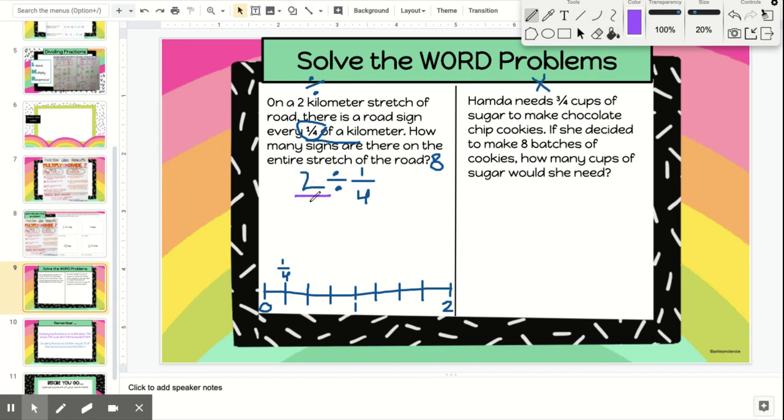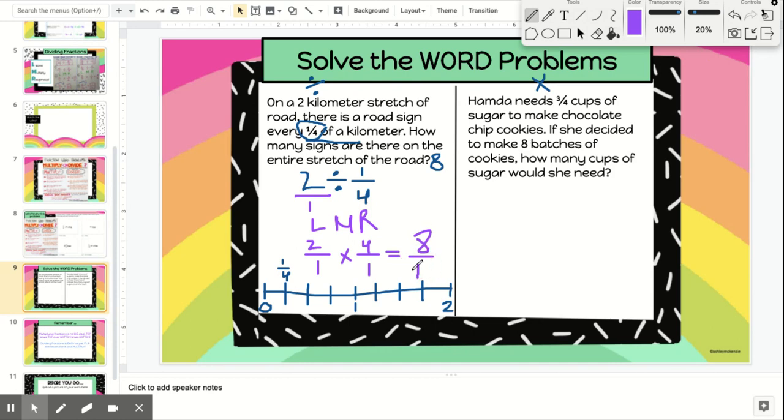So 2 over 1 is going to be my very first step. So 2 over 1 stays the same. Switch it to multiplying, and then the reciprocal of 1/4 is 4 over 1. Now, top times top, 2 times 4 is 8, bottom times bottom, 1 times 1 is 1.